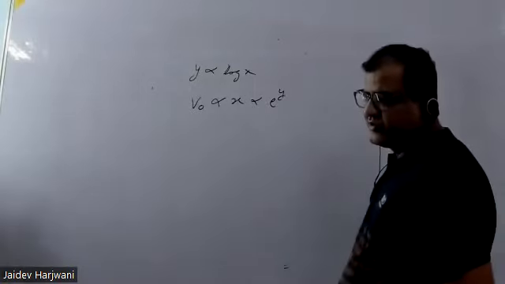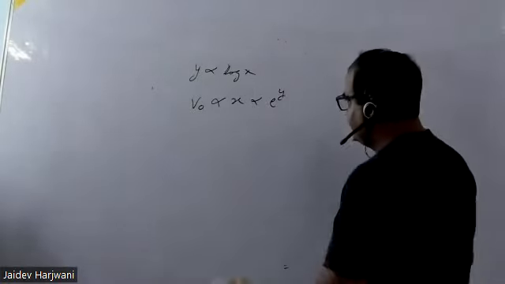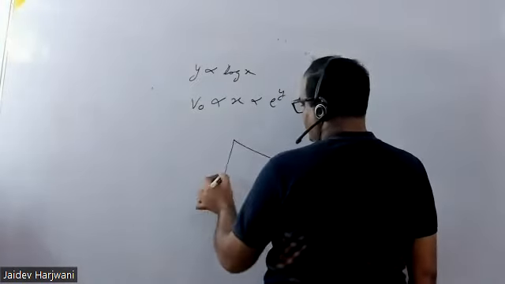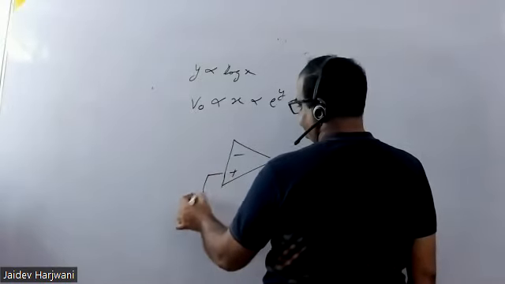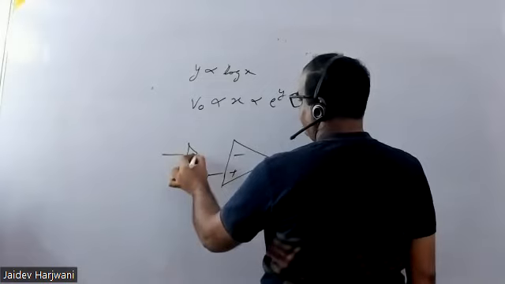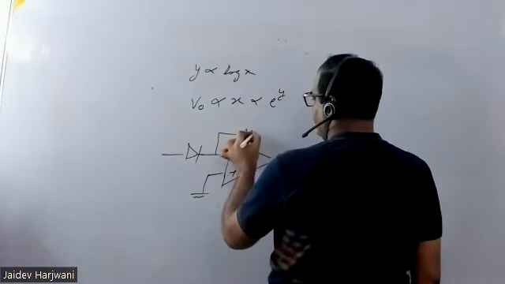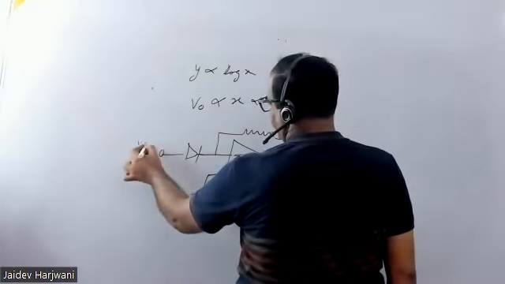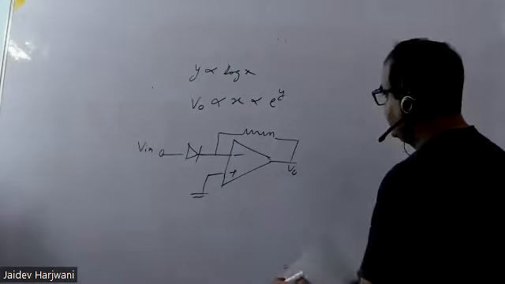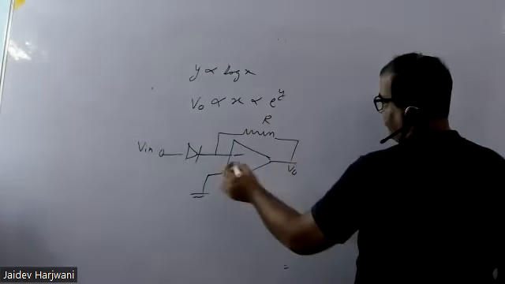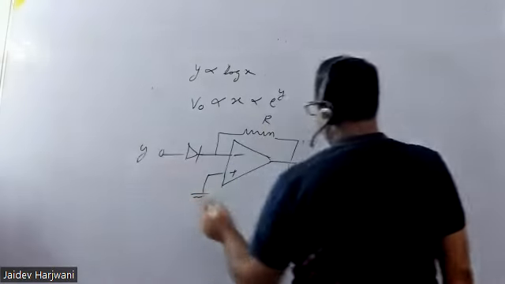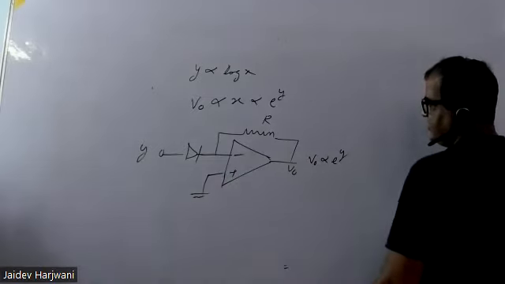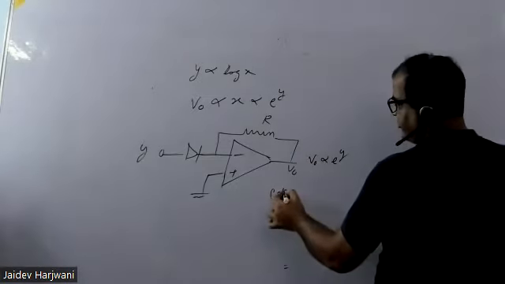They are given 4 options. They're asking which of the options is correct. So you know the logarithmic and anti-logarithmic circuit with diode. So what is the anti-logarithmic circuit? In an anti-logarithmic circuit, we put a diode here, and here we have a resistance, and here you're applying V input. So this is the circuit. If you apply Y here as input, the output will be e power Y. This is an exponential circuit. So this is the correct option, exponential.